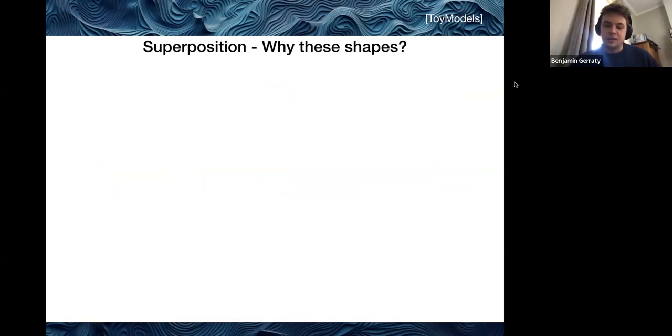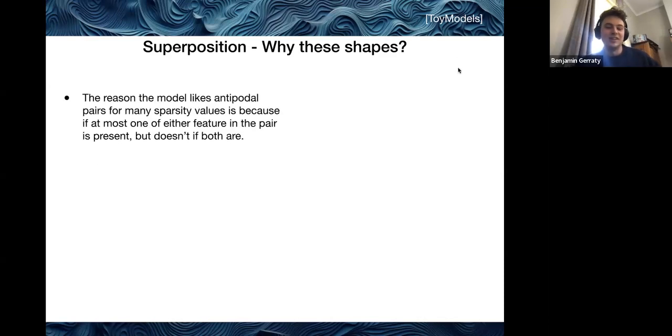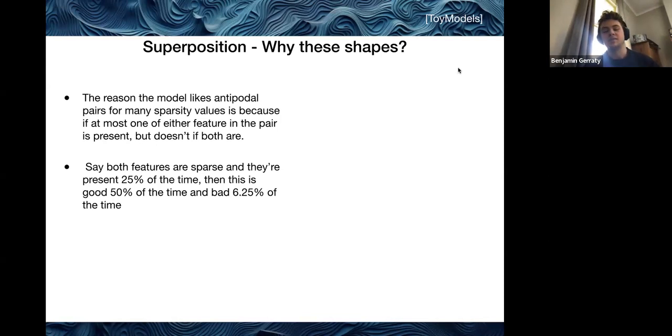Okay, so why these shapes? As Daniel said, open problem, we don't really know. My understanding, which again, correct me if I'm wrong, is that the reason the model likes these digons so much is because, say, if both features are sparse, pick a local digon with two features. If they both have sparsity, say 25%, then this subspace is a good spot for them both half the time. And it's only bad when they both appear, which is 6.25% of the time. So as the model sees it, this is a pretty good way of assigning features into dimensions. And as the sparsity gets even higher, like to 90%, it still is good way more often than it's bad, because the goodness is adding the probabilities and the badness is multiplying them.